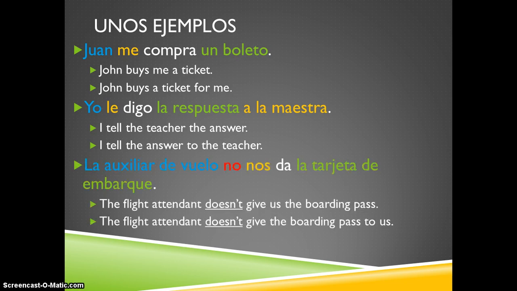And then finally, la auxiliar de vuelo no nos da la tarjeta de embarque. The flight attendant doesn't give us the boarding pass, or the flight attendant doesn't give the boarding pass to us. Again, we have our subject, la auxiliar de vuelo, our word no, because remember our indirect object pronoun goes before our conjugated verb, so nos is our indirect object pronoun, da, our verb, and la tarjeta de embarque is our direct object.